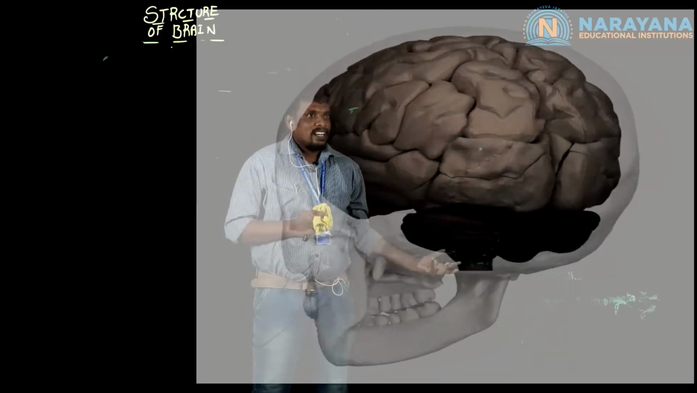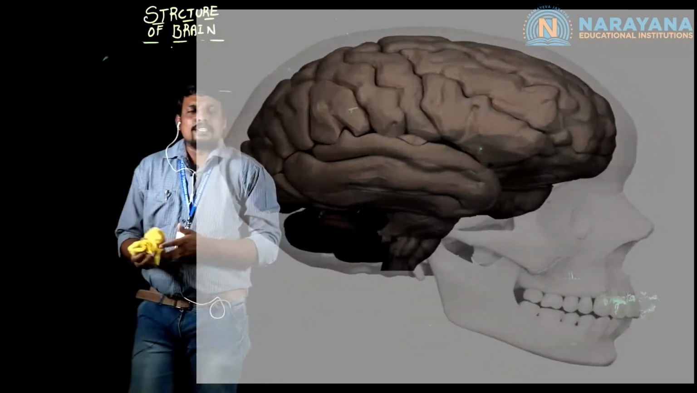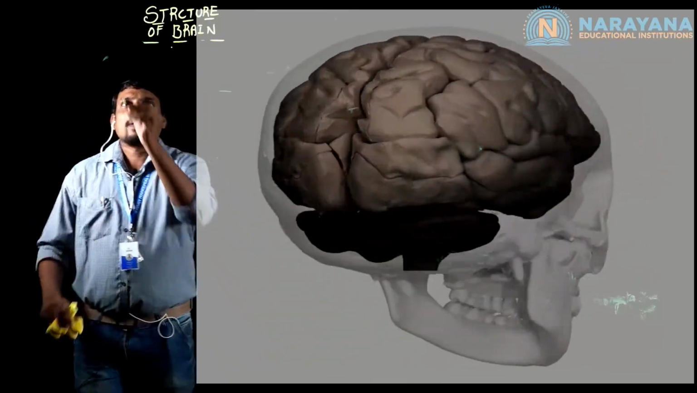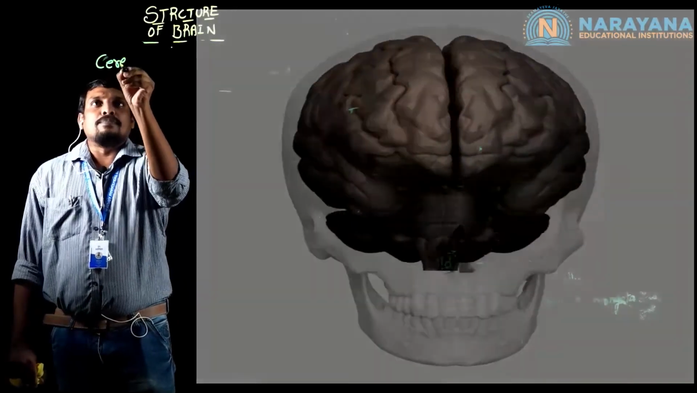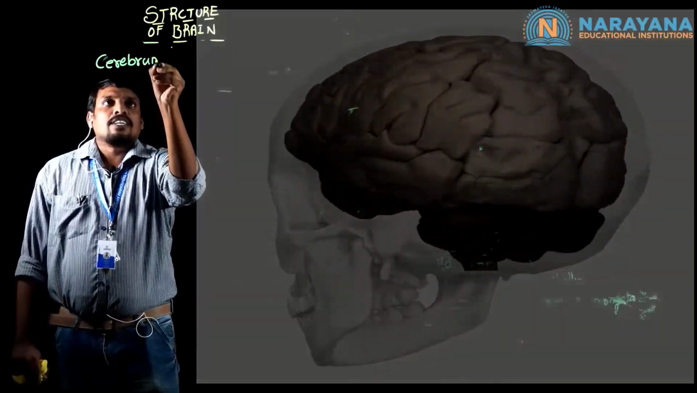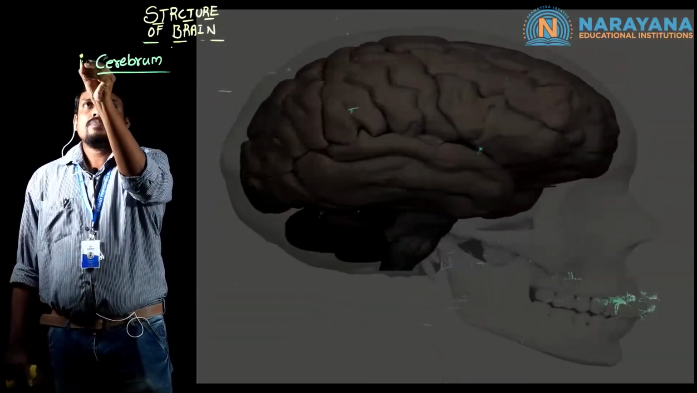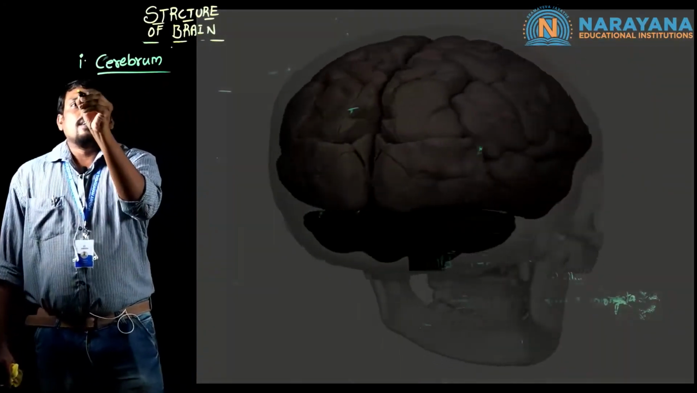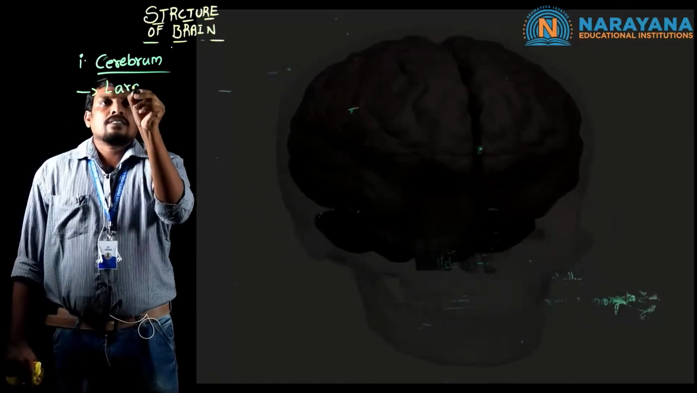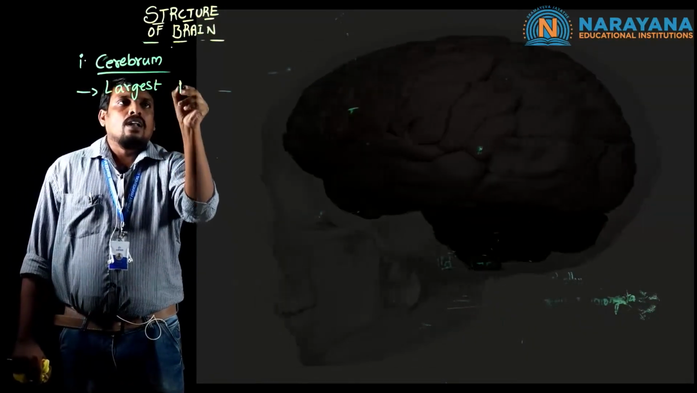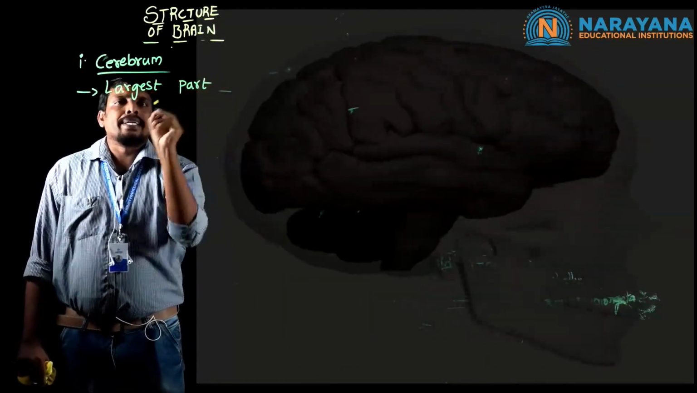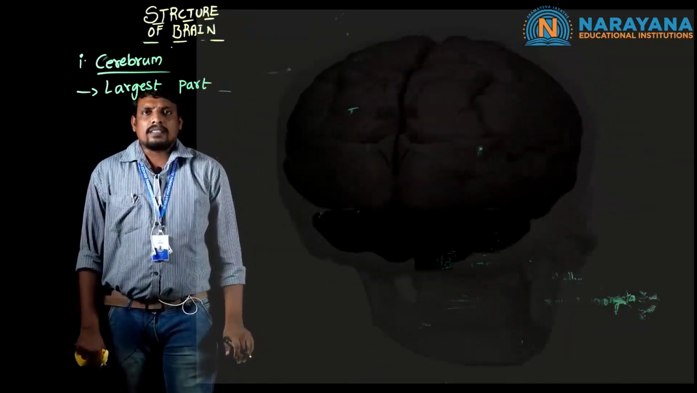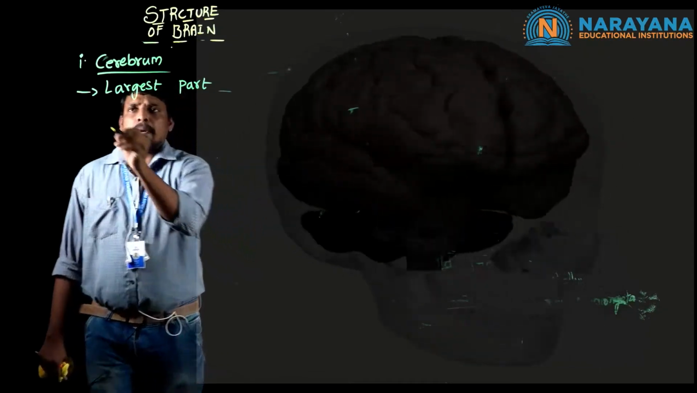Now let us learn some interesting points about the cerebrum. What is cerebrum? Cerebrum is the largest part in the entire brain structure. In the entire brain, cerebrum is considered the largest part. Cerebrum does many functions.